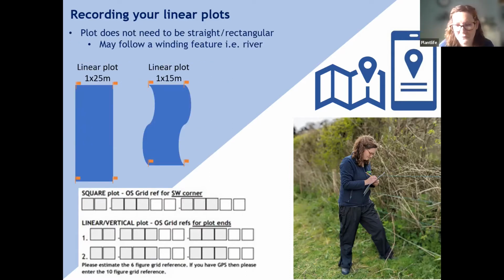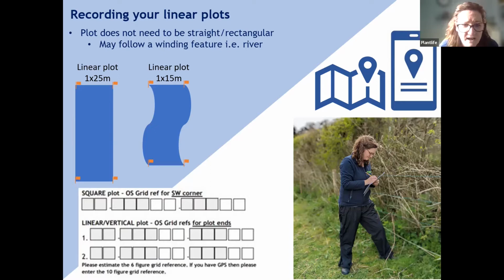And as I said, of course, we are talking about nature here. So unless you have an extremely neat hedgerow or a poker straight arable field margin, for example, natural features are rarely super straight, and that's absolutely fine. Your plot doesn't need to be a straight line or a rectangle. It may well follow a winding feature, such as a body of water, or a more realistic side of an arable field. And basically, you simply follow along the feature for the full 25 meters, just ensuring that you're maintaining that width of 1 meter, following along the length of that feature.